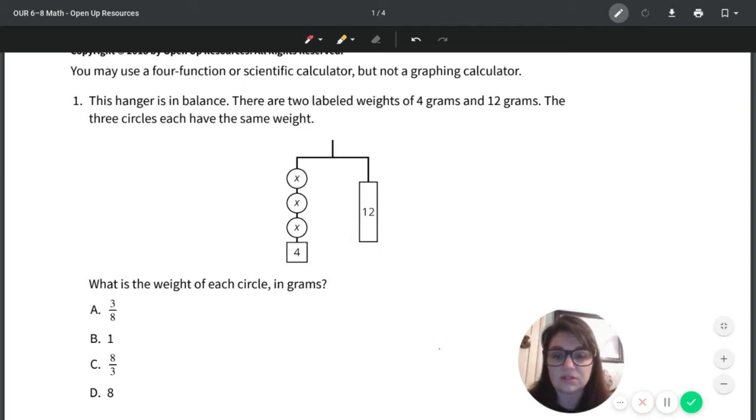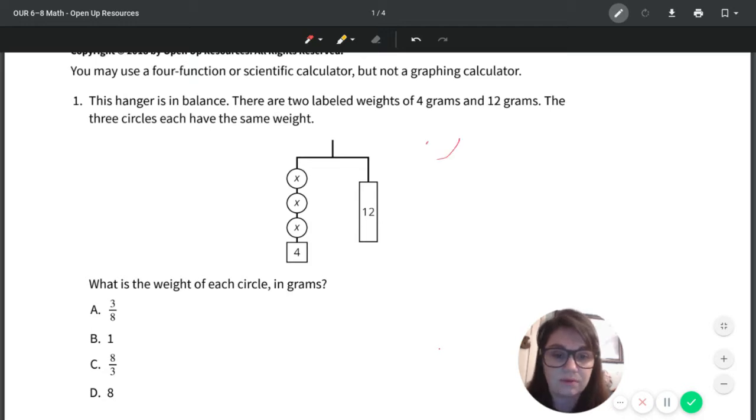So the first question is looking at a hanger diagram. And it says this hanger is in balance. There are two labeled weights of 4 grams and 12 grams. The 3 circles each have the same weight. So what we need to do with this is turn it into an equation that we can solve. And we can use this. We can just kind of look through it.